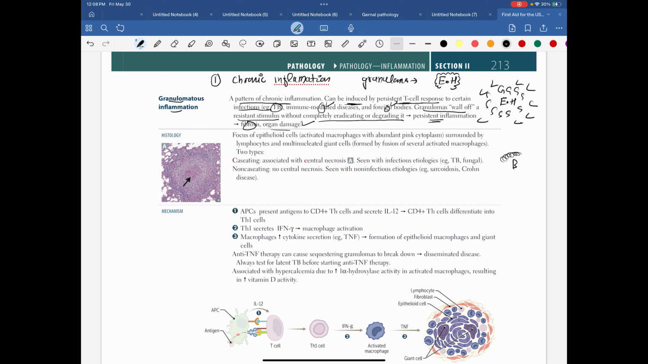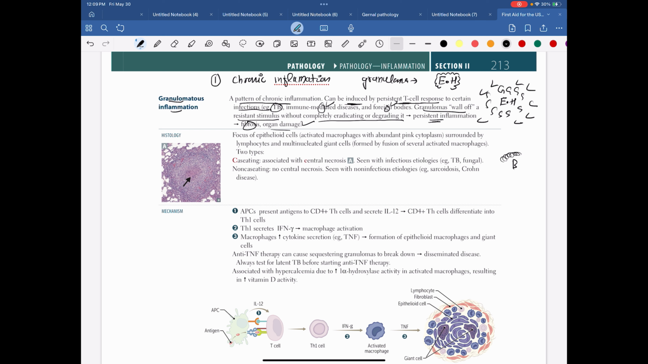Then you have to remember how the granuloma is going to form. We will study the mechanism of granuloma, but just remember one thing. Granuloma is basically a result of persistent infection. If in your body you have TB, autoimmune disease, or foreign body, these things will lead to persistent inflammation, and after the persistent inflammation you will get chronic inflammation, and that will lead to the formation of granuloma.